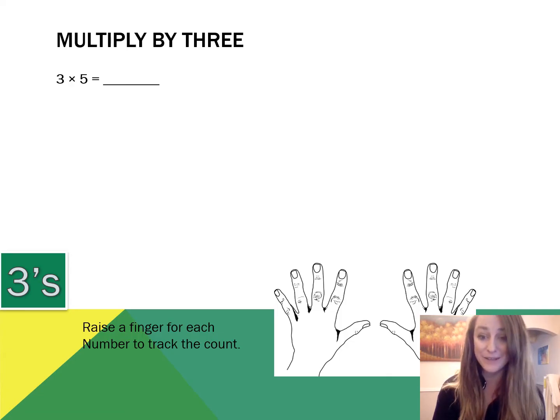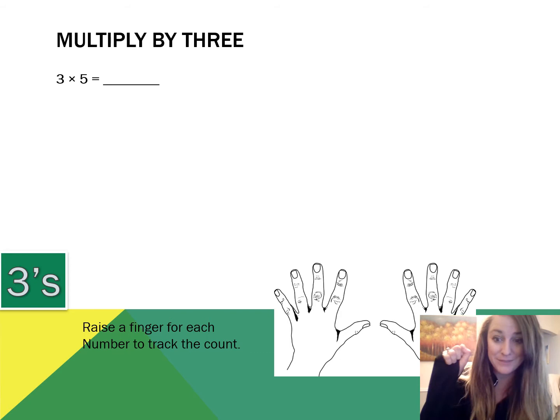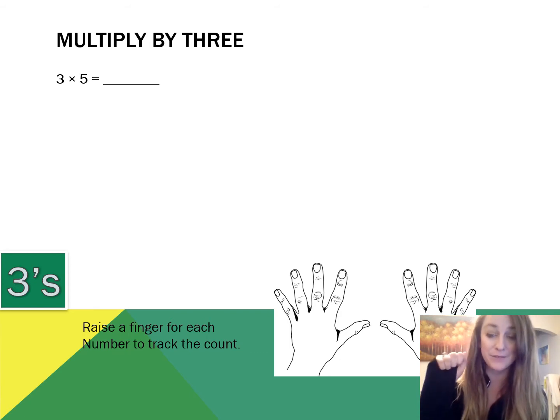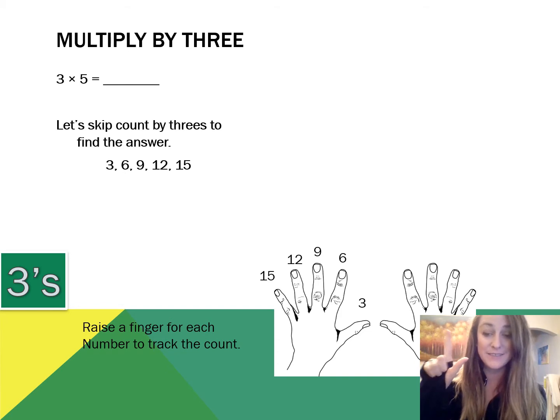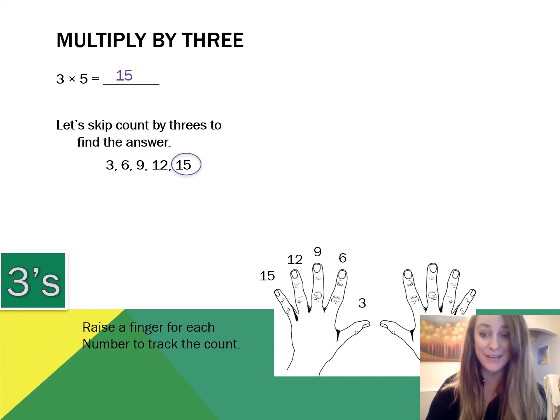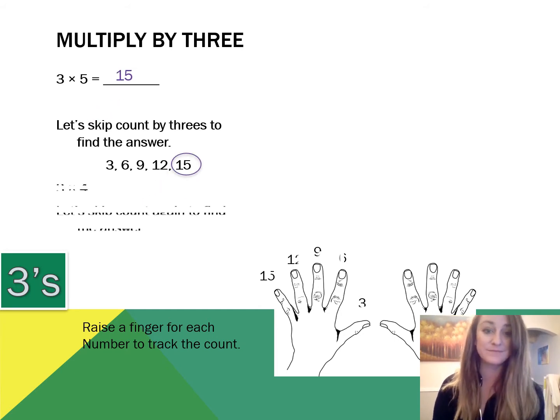First, let's wake our brain. I want us to practice multiplying by 3 by counting on our fingers. We'll start with 3 times 5. Raise an empty fist and count by 3s 5 times. 3, 6, 9, 12, 15. 3 times 5 is 15.